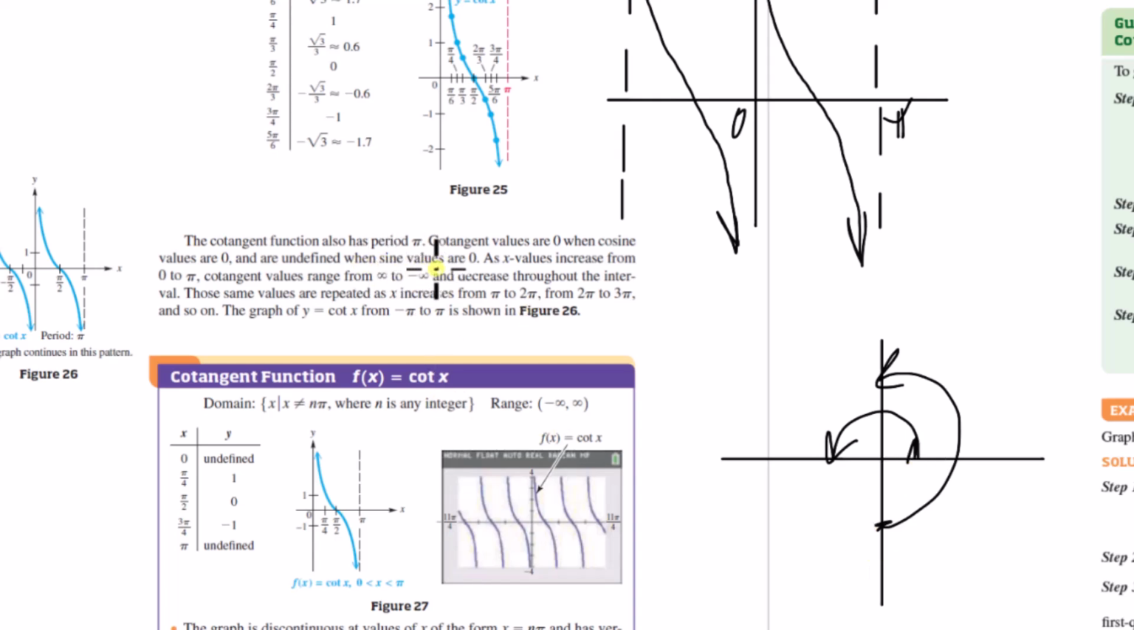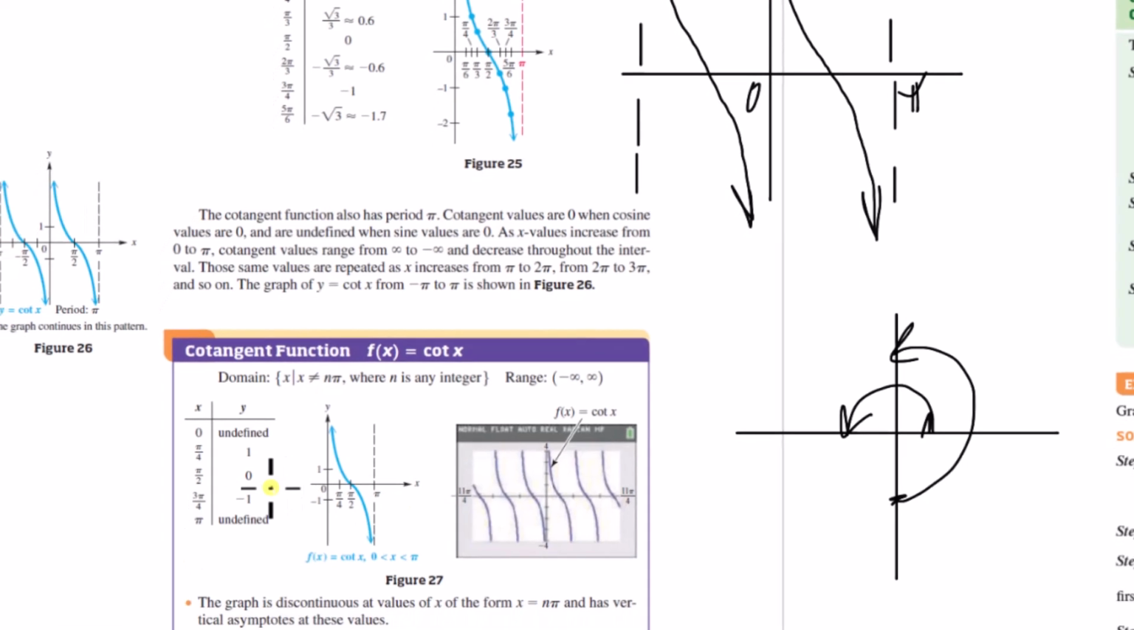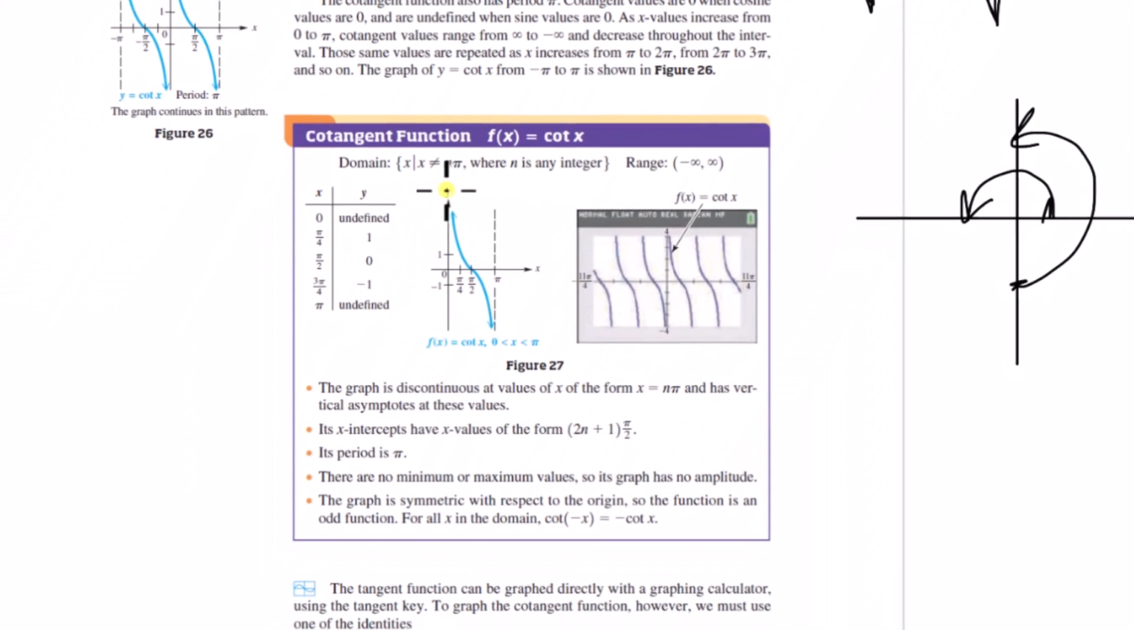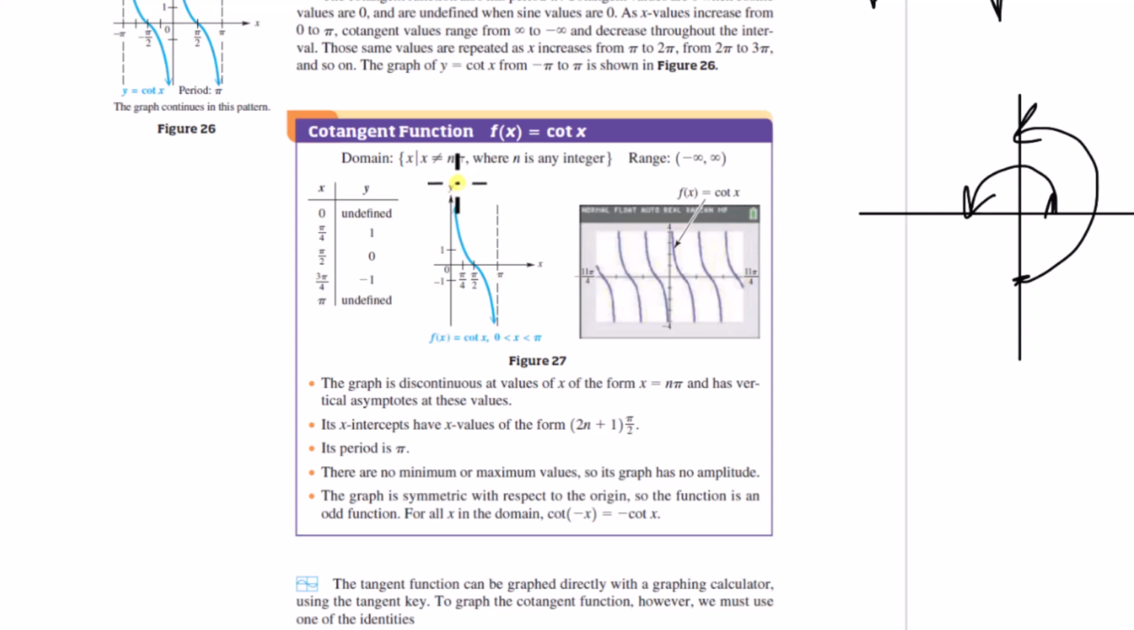Okay, so let's see. Period pi. Cotangent values are 0 when cosine values are 0, and when sine values are 0, they're undefined. Range negative infinity to infinity. And the x-intercepts for tangent are the vertical asymptotes for cotangent, and vice versa. The x-intercepts for cotangent are the vertical asymptotes for tangent. Okay, no minimum or maximum values, symmetric with respect to the origin. So yeah, there you go.